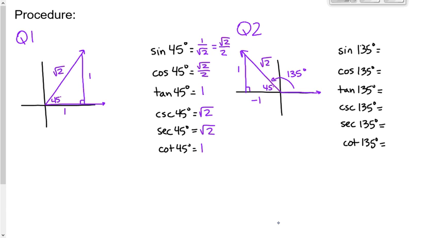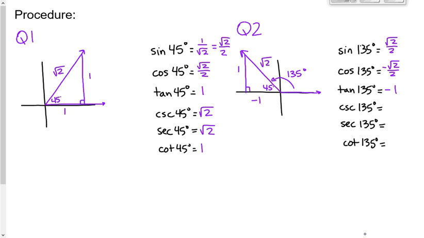Once you have your sides labeled, you can just go through like we did on the last one. Sine is opposite over hypotenuse, 1 over square root 2. Rationalize it to square root 2 over 2. Cosine is adjacent over hypotenuse, negative 1 over square root 2, so that's going to be negative square root 2 over 2. Tangent is opposite over adjacent, so 1 over negative 1 is negative 1.